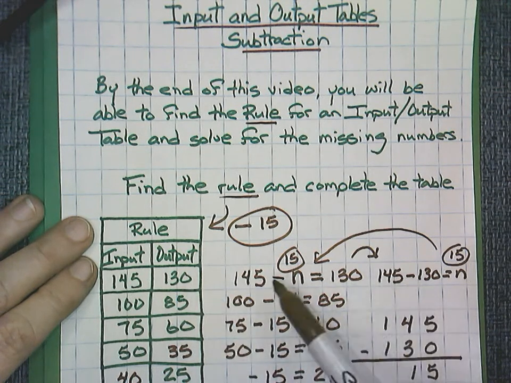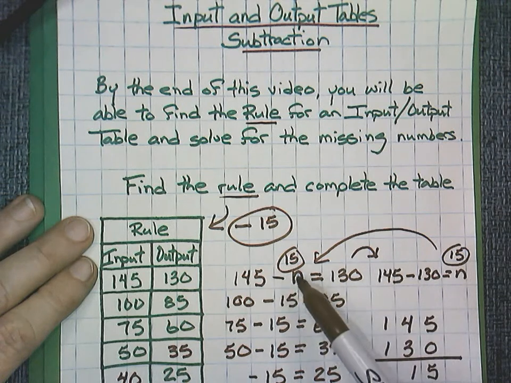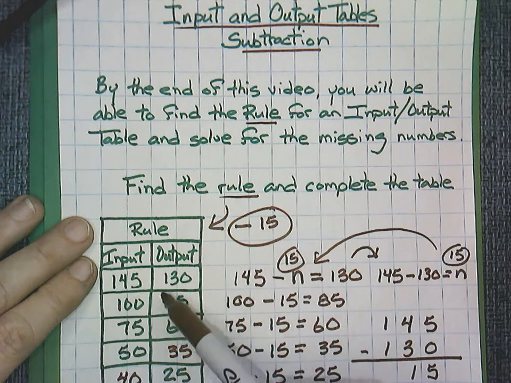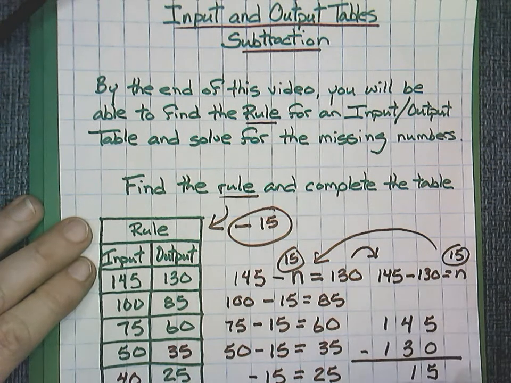Then we use equations and our knowledge of fact families to solve. That helps us to find the rule. We solve for n, remember? Then that becomes the rule, and then we simply use the rule to solve and do the missing numbers.